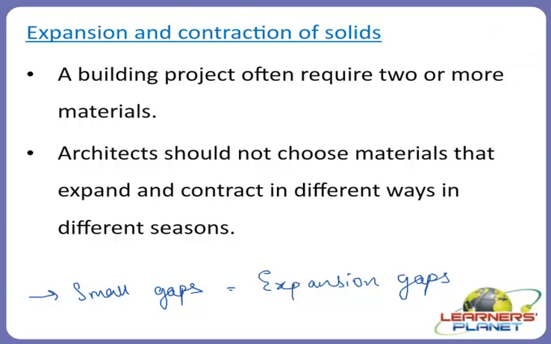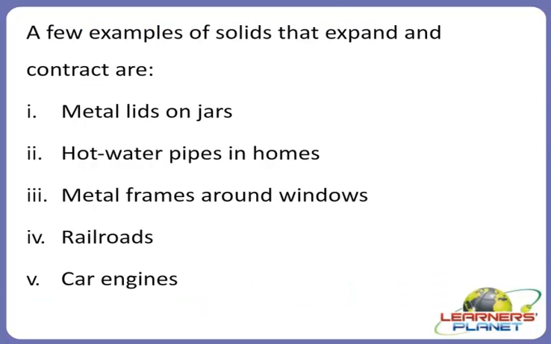So think about the solid materials you use or see every day. If you cannot think, then here are a few examples of solids that expand and contract. They are metal lids on jars, hot water pipes in homes, metal frames around windows, railroads which we discussed, and car engines. So these are some of the examples. What will happen if these materials were damaged?